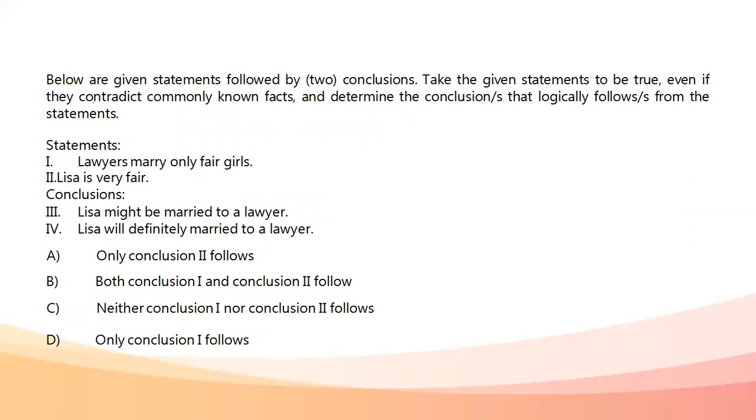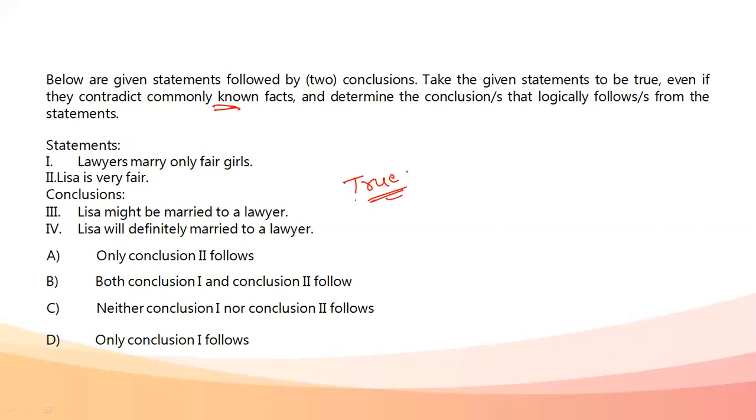Take the statements to be true even if they contradict commonly known facts, and determine the conclusion or conclusions that follow from the statements. Now this is a very important part of reasoning. They give some statements and derive some conclusions out of them. I need to know which of the conclusions are true based on the information that is given. I need not worry about the known facts being contradicted. That is not the concern. The concern of this question is, based on the following statements, which of the conclusions are going to be true.